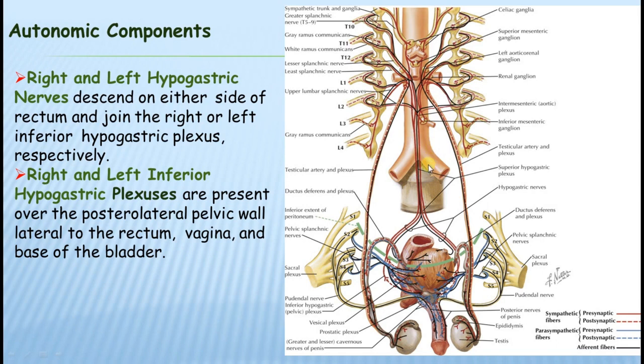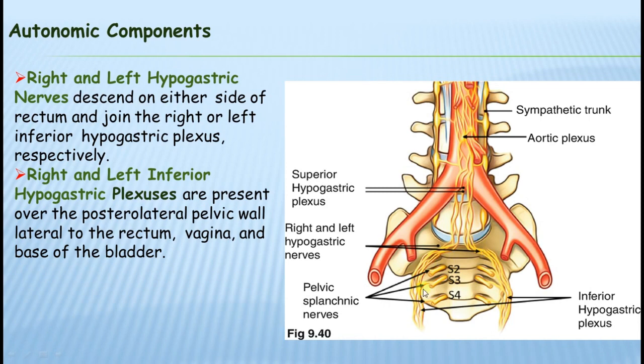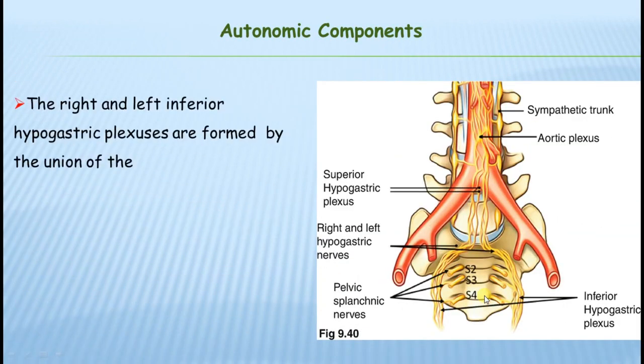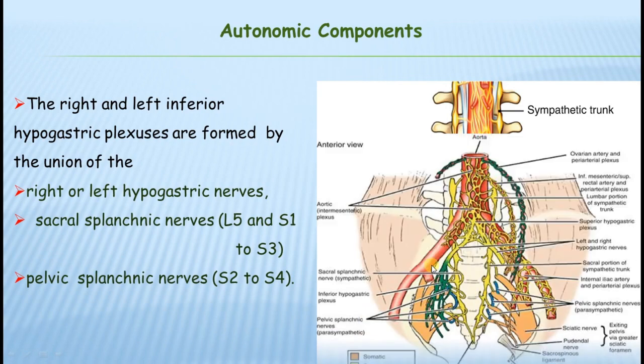Then they inhibit the sphincters of the lower part of the gut, but they initiate peristalsis. So that is about the inferior hypogastric plexus. The right and left hypogastric nerves form two plexuses after joining with the S2, S3, S4 pelvic splanchnic nerves. So the right and left hypogastric nerves, pelvic splanchnic nerves and sacral splanchnic nerves also join to form it. So those are the functions which I have told you now.